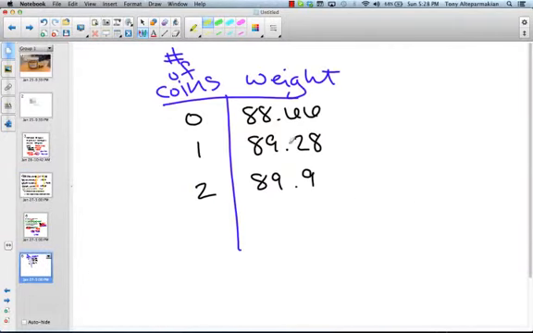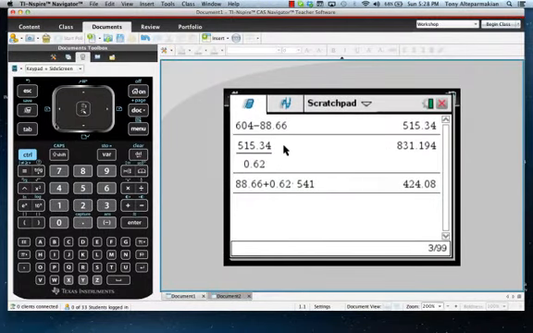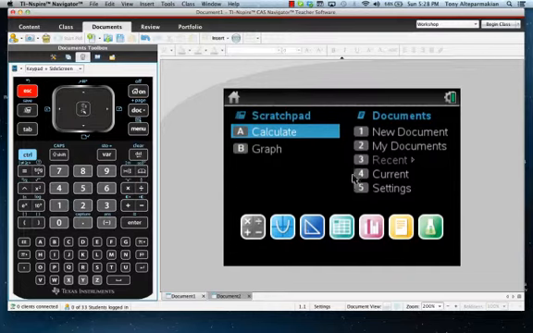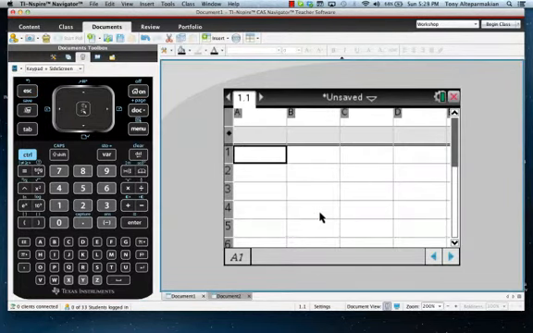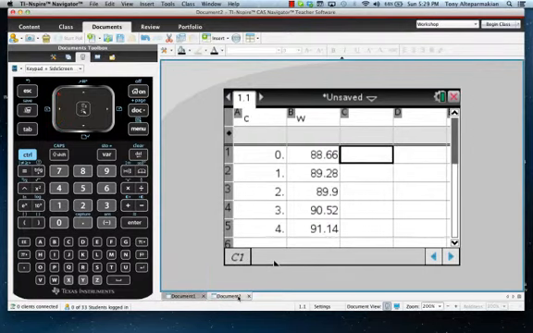So now with this table, what we can do is we can look at that table in a calculator. So what would we do with that? Well, we know that we need to organize it in a list and spreadsheet. And so we could just start typing in, 0 and then 88.66, remembering to label each column. And so I've already done that here with all of our values. And just because I didn't want to type out coins and weight, I labeled it C and W.